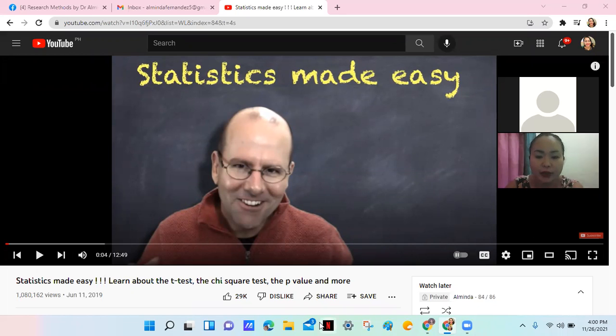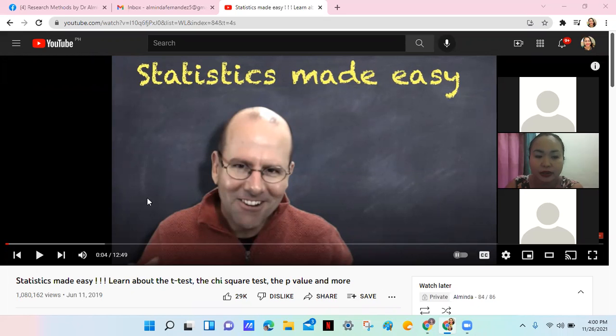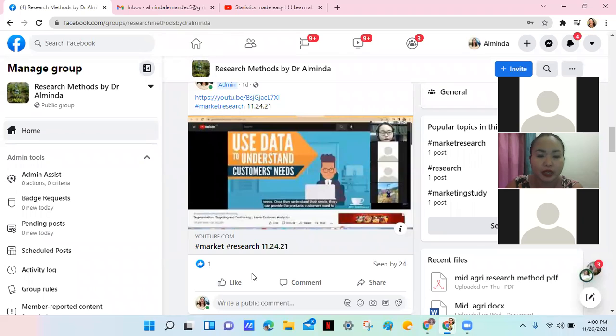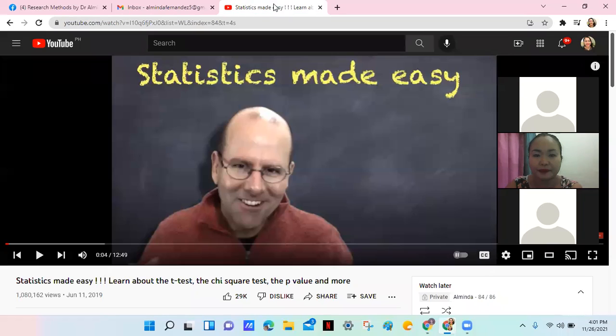And for our session for this week, we are just to continue with statistics, learning about t-test, chi-square, p-value, and more. So please take note. Last time, I already posted the things we've discussed, the presentation on market research tools and customers' needs data. So for now, we'll have some more statistics about t-tests.